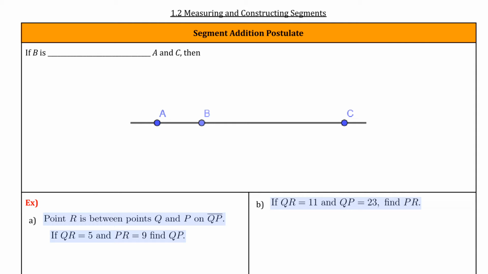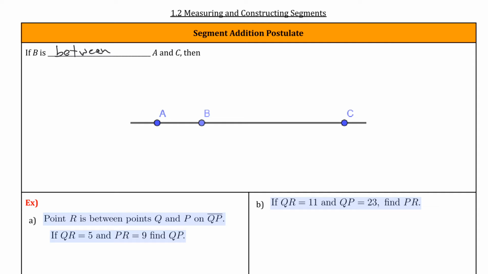So basically what we're going to be doing here is adding segments together, but in a very specific way. If point B is between points A and C, then here's what we have. First of all, we have a picture that looks like so. I have a segment AC. It goes from A all the way to C. And point B is somewhere on that segment in between A and C.